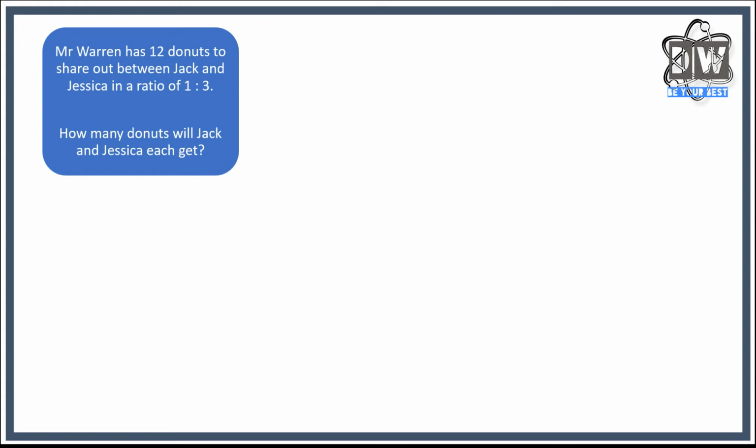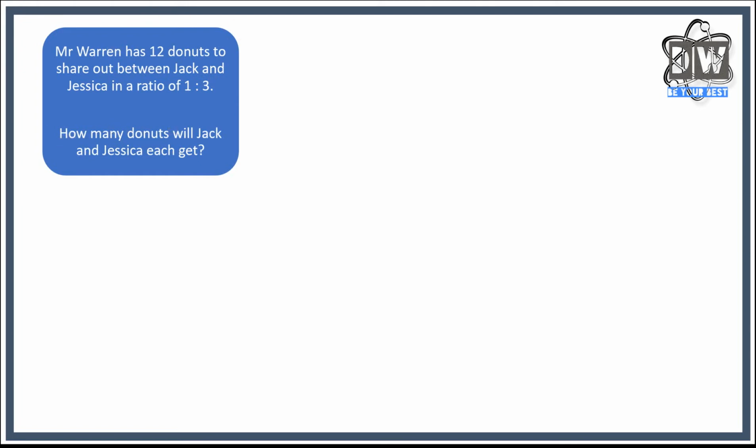Mr. Warren has 12 donuts to be shared out between Jack and Jessica in a ratio of 1:3. A couple of things to mention here: we can see in the question that Jack's mentioned first and Jessica's mentioned second. So the 1 represents Jack and the 3 represents Jessica. Whoever's written first, the first number will apply to them. Whoever's written second, the second number will apply to them. How many donuts will Jack and Jessica each get?